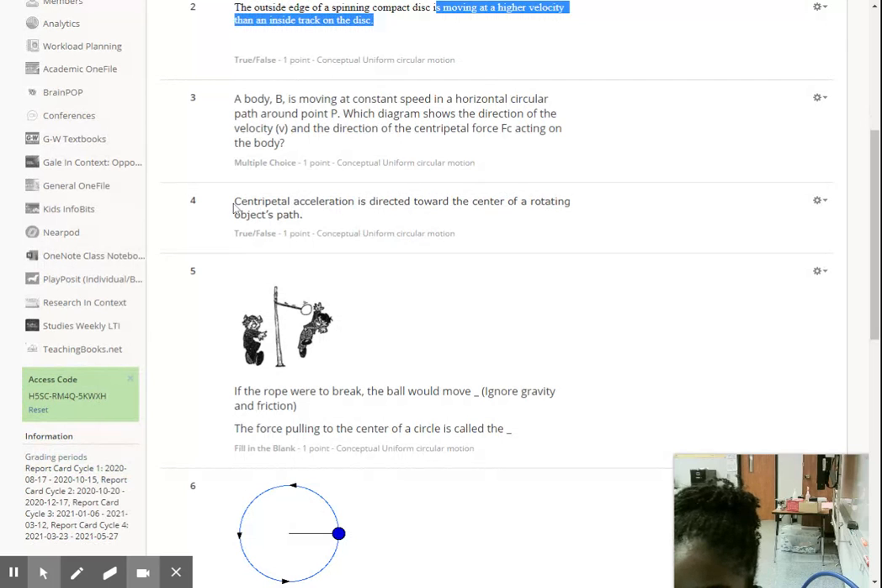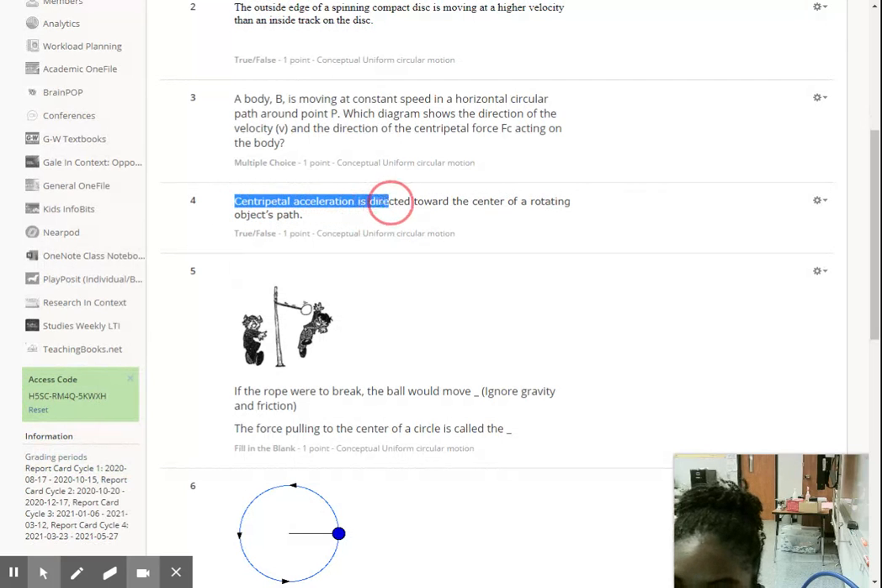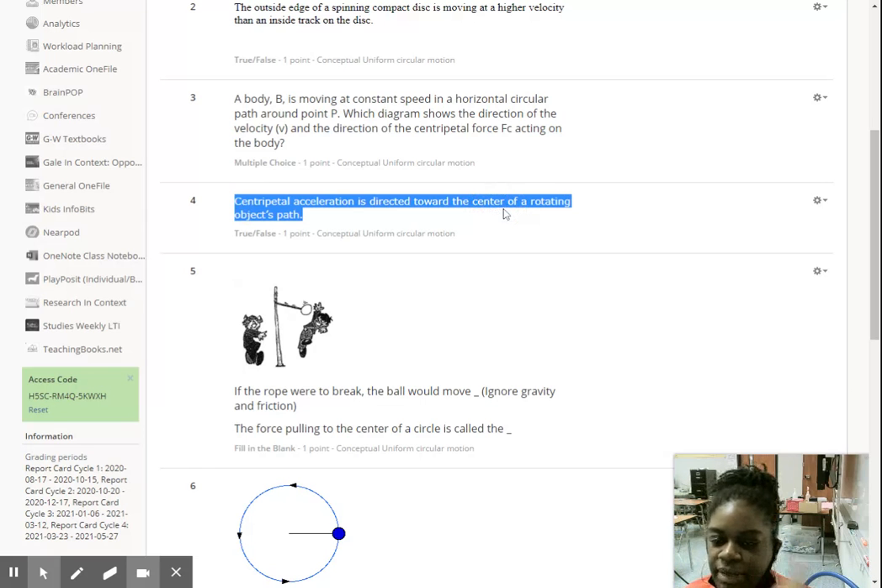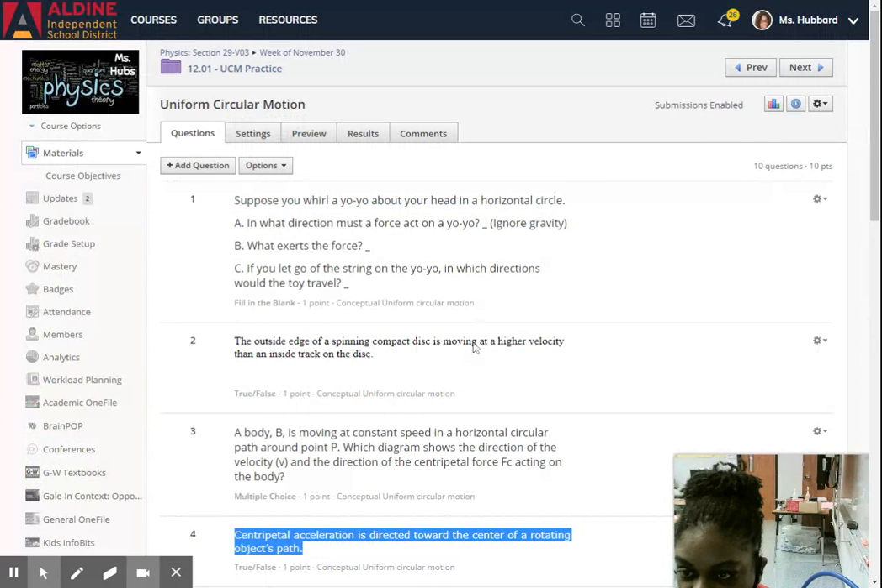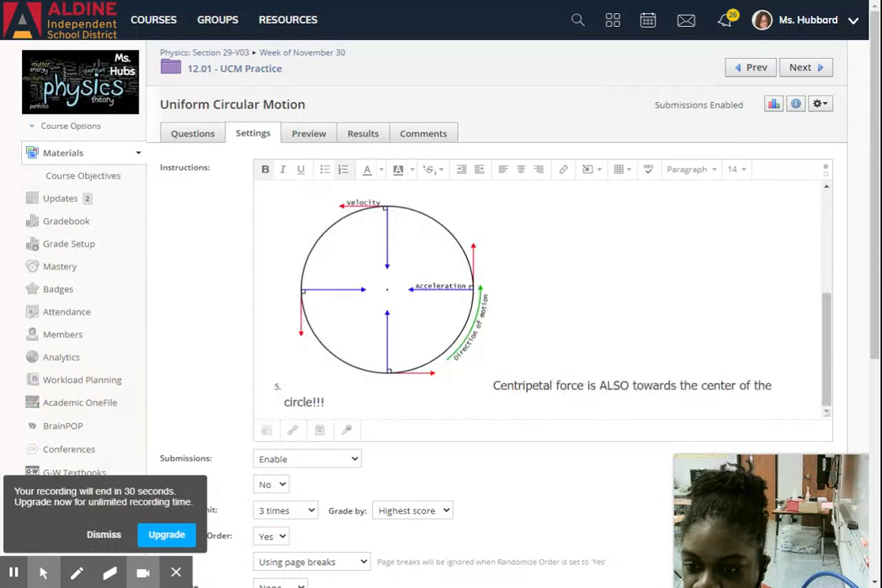Another question: centripetal acceleration is directed towards the center of a rotating path. Go right back to the picture. You see centripetal acceleration is where? Towards the center of the circle. So that question is going to be true.